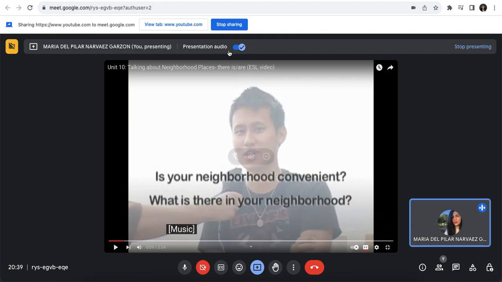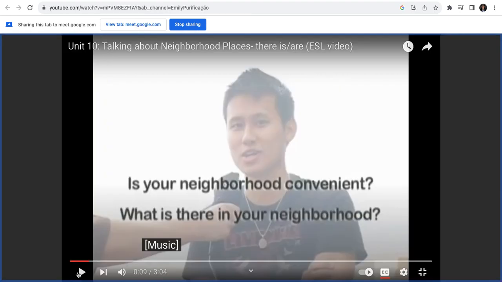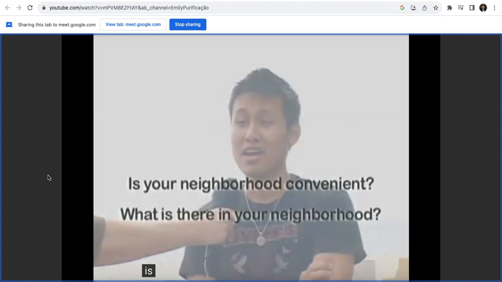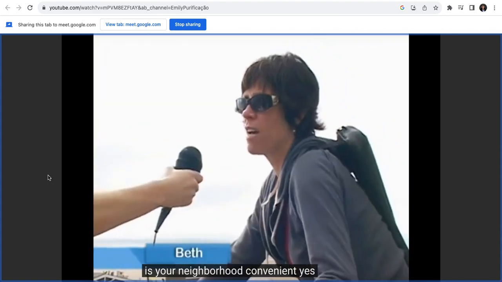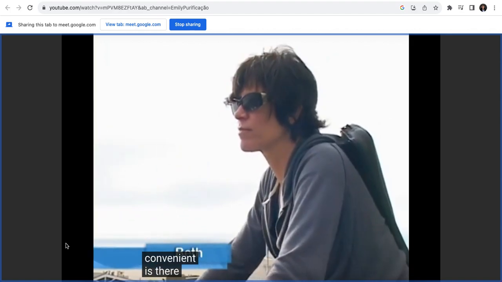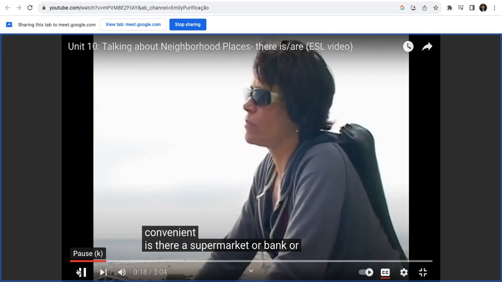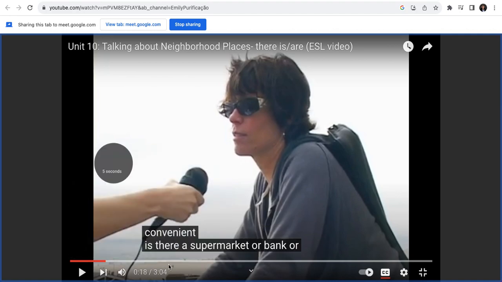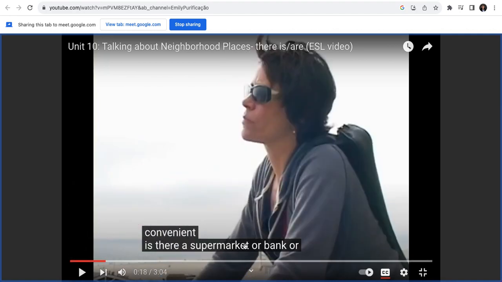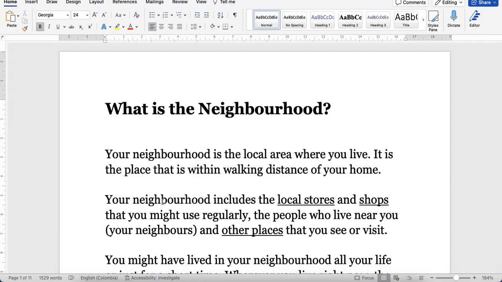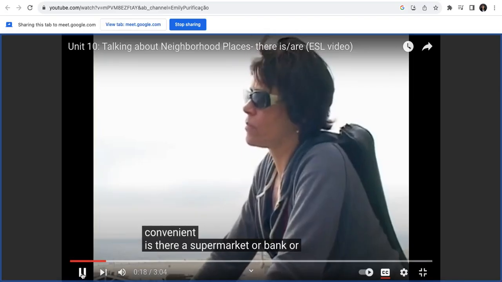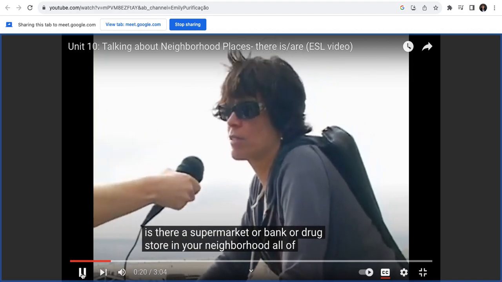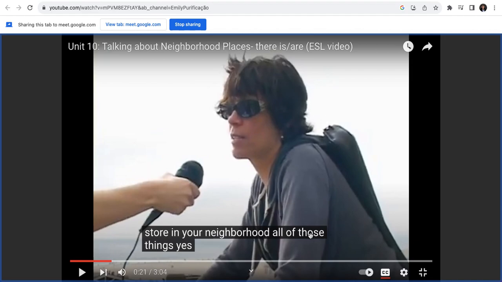Entonces, partiendo de ese concepto, decíamos a volver a escuchar. Is your neighborhood convenient? Yes, very convenient. Is there a supermarket or a bank or a drugstore in your neighborhood? All of those things, yes. So you pay attention here. Is there a supermarket or bank, right? Hay de esto, hay de lo otro, right? And bank or a drugstore in your neighborhood? All of those things. All of these things, todas estas cosas, all of these things, right?